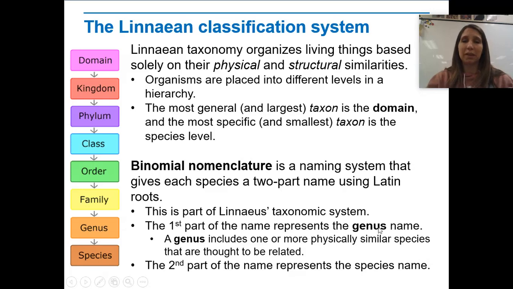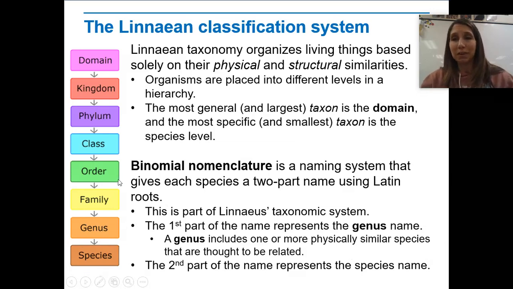So the first part of the name, again, represents the genus name. Genus includes, by definition, one or more physically similar species that we think are actually related, but they have to be very, very similar. Okay. Second part of the name represents the species name. All right. So again, to be called Homo sapiens, we are part of genus Homo and species sapiens, right?